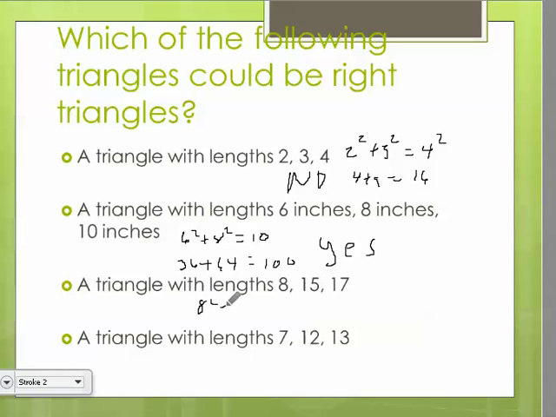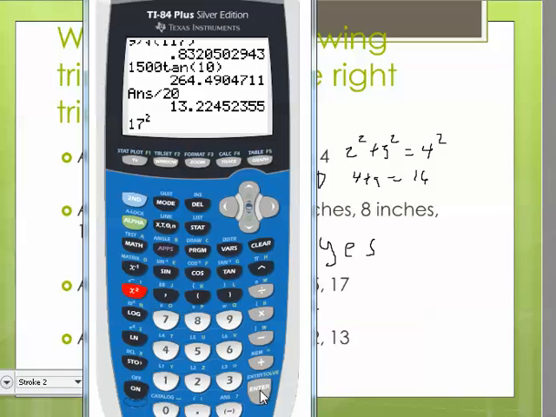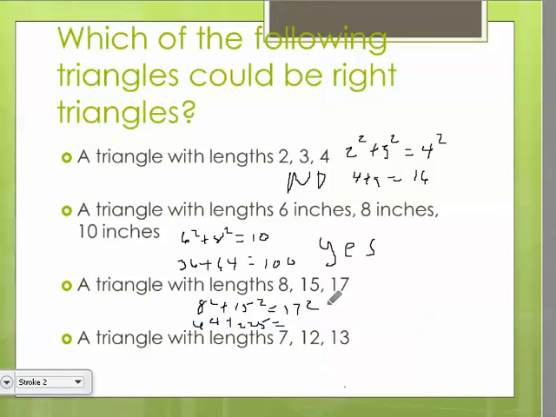Okay, let's try this next one. 8 squared plus 15 squared equals 17 squared. Well, that's 64 plus 225 is equal to, I don't know my 17s. I'm sorry. 17 squared is 289. Let's see here. Yes, that's true.